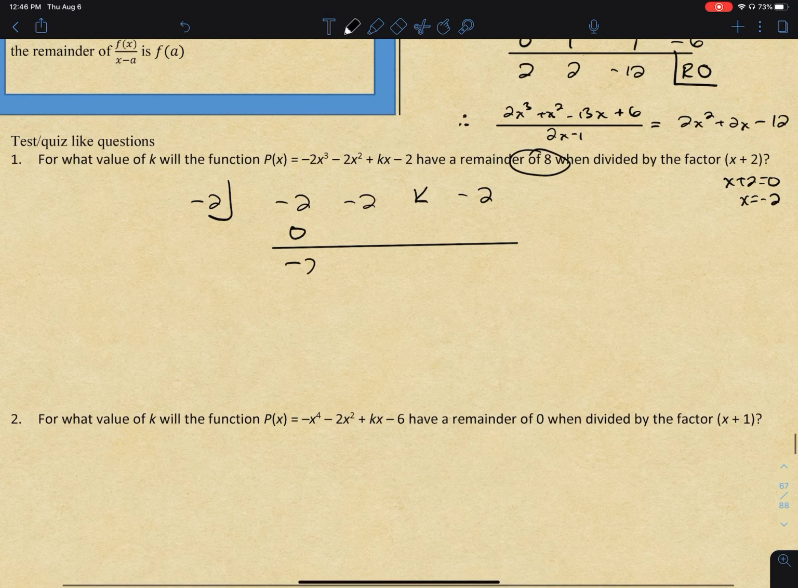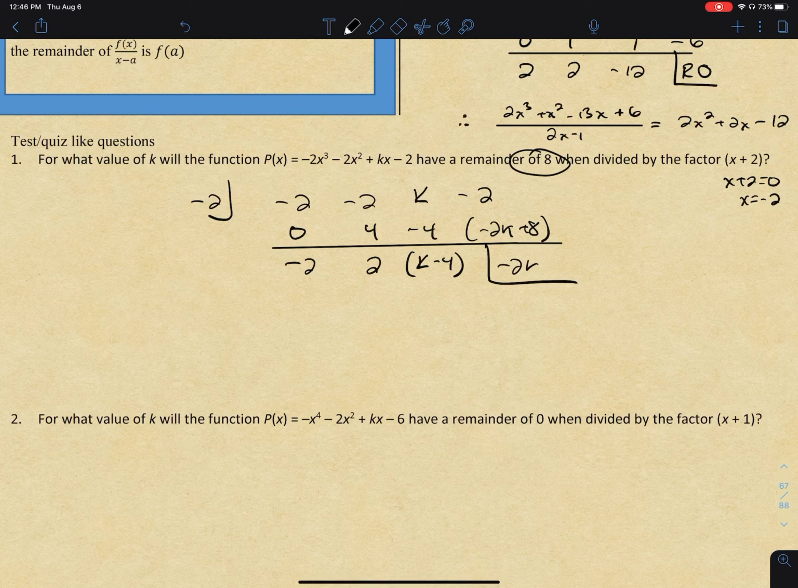Synthetic division, add, multiply, add. Now when I multiply negative 2 times 2, I get negative 4. That's no big deal. These are not like terms, so when I add this, I'm going to get k minus 4. To show that it's all one thing, I'm going to put it in parentheses. Negative 2 times this is going to be negative 2k plus 8. When I add these, I'm going to get a remainder of negative 2k plus 6.